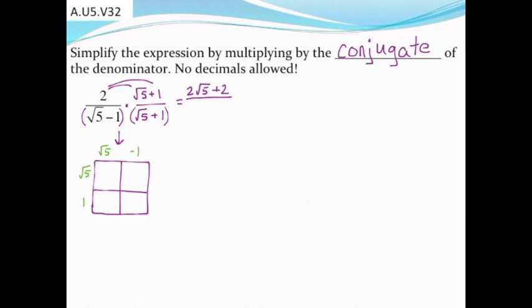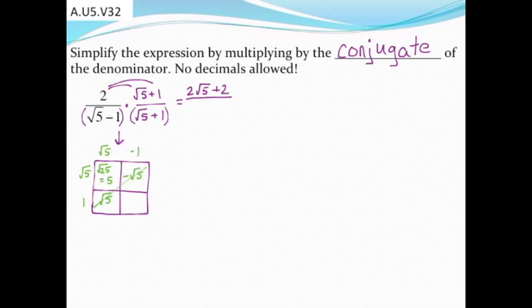So when I multiply these two pieces together on the bottom, square root of 5 times square root of 5 is the square root of 25, which works out to be just a regular 5. Negative 1 times the square root of 5 is a negative square root of 5. 1 times the square root of 5 is square root of 5. And you'll see that those boxes are going to cancel out. The square roots should all be gone when you're done with this process.